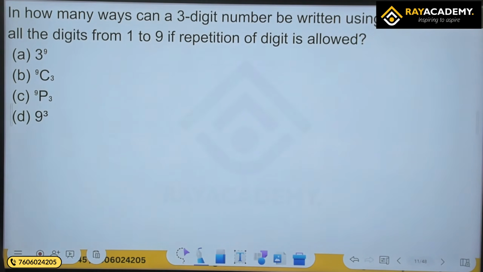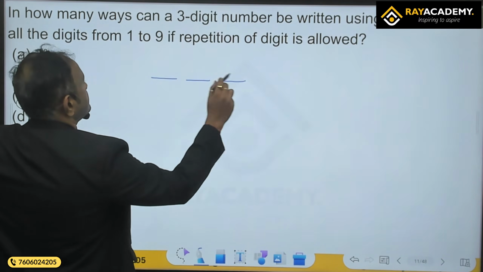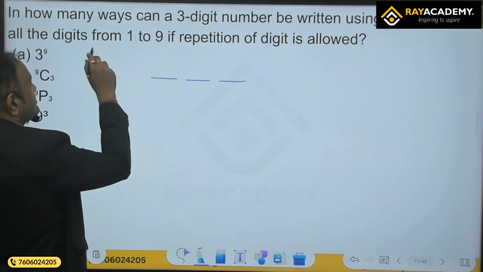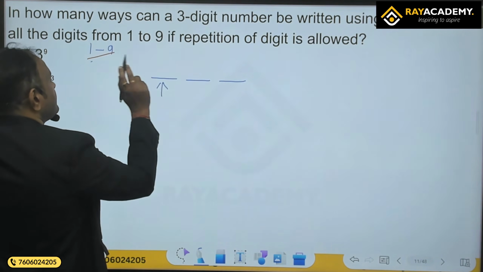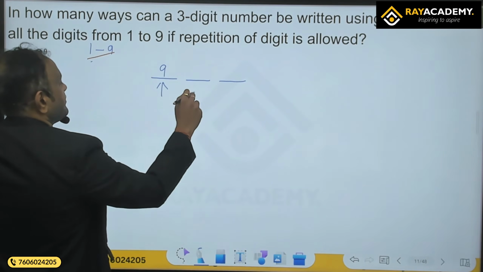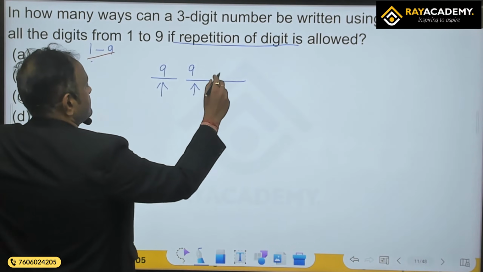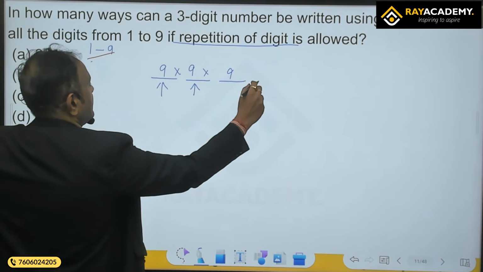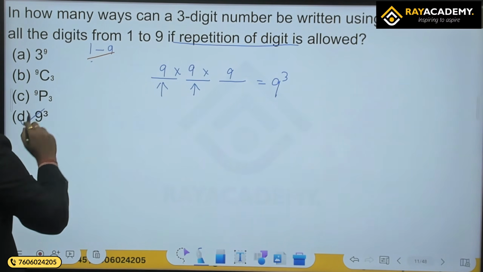In how many ways can a 3-digit number be written using all the digits from 1 to 9 if the repetition of digit is allowed? Okay, this is very easy. We have already done arrangement of digits. There are three places, and the digits we are going to use are 1 to 9. So this can be filled by any of the 9 digits. This can also be filled by any of the 9 digits because repetition of the digit is allowed. So this is also 9. So 9 into 9 into 9, that is 9 cube. So the right answer is option D.